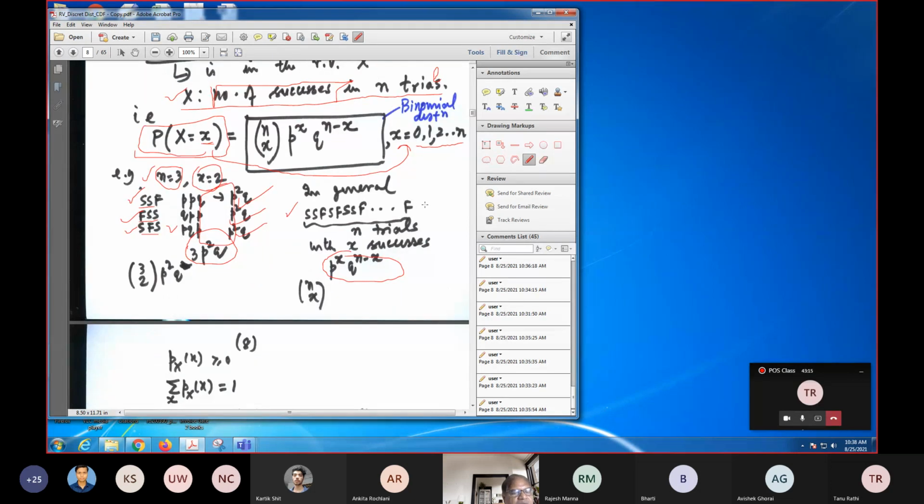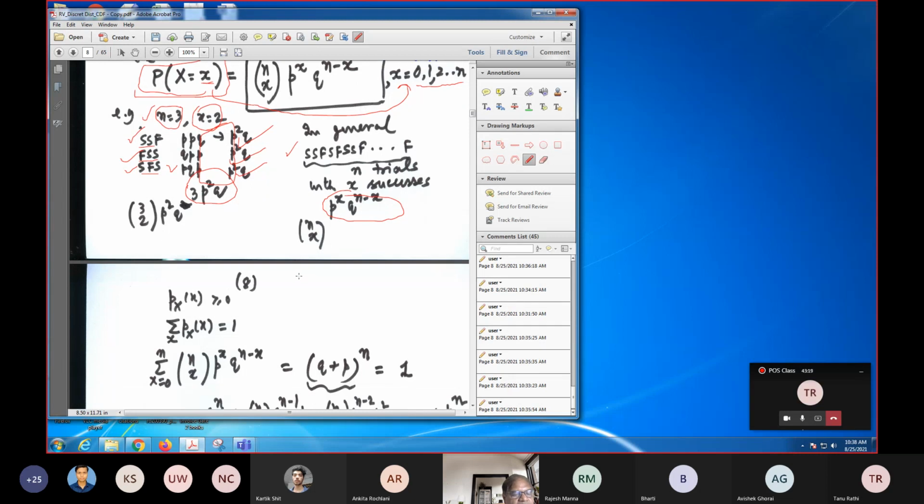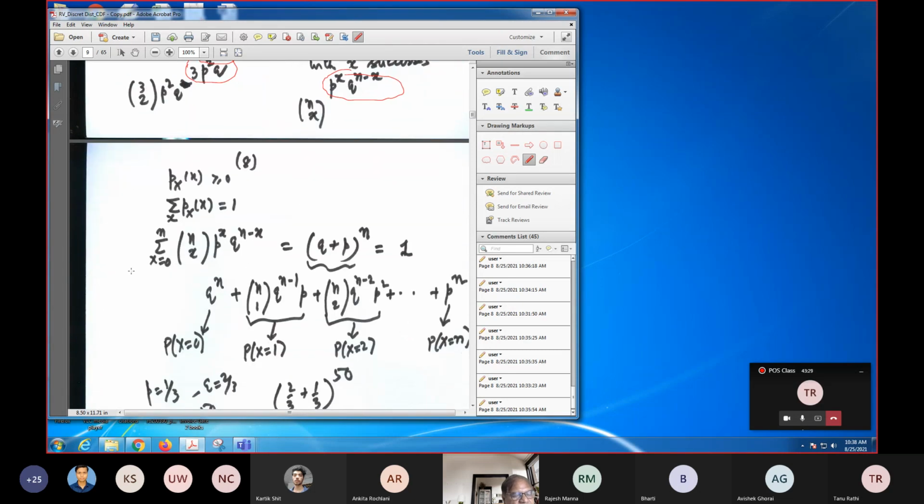Now, as you can see, what is the condition for a probability mass function? It should be greater than or equal to 0 and the summation should be 1 for all possible values. So here I have done the summation, x equal to 0 to n, nCx p to the power x q to the power n minus x. And this sum is nothing but q plus p to the power n, and q plus p is 1, so it is 1. So it is a valid probability distribution.